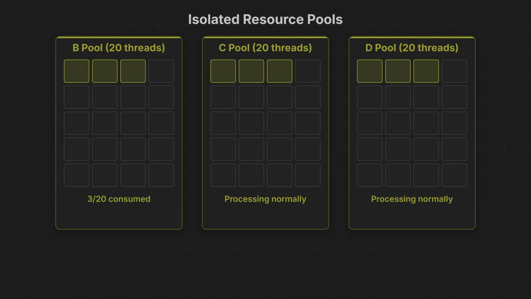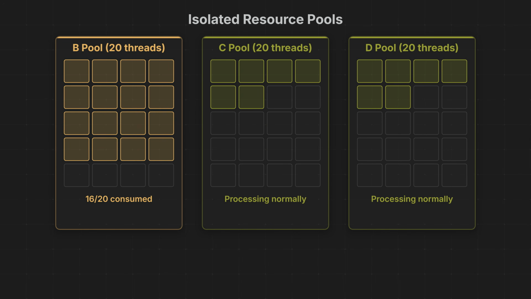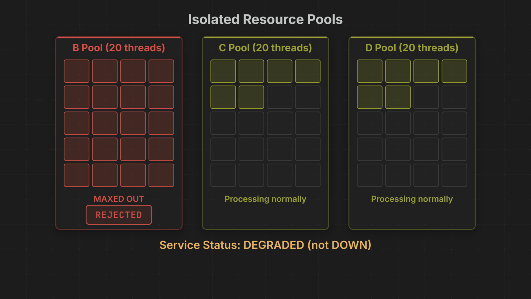Now, when B goes slow, it can only consume its own allocation, 20 threads, not 100. Services C and D keep running because they have their own isolated pools. Requests to B beyond its allocation get rejected immediately. They don't even queue. The blast radius is contained to exactly one compartment.